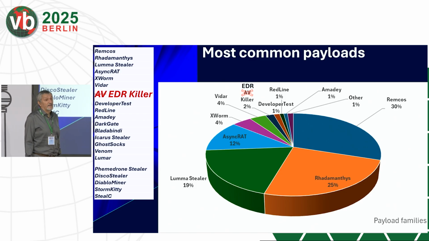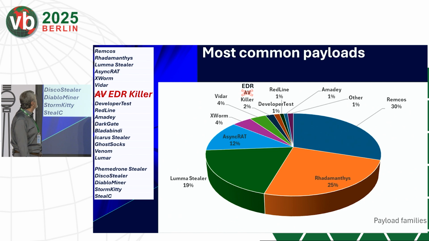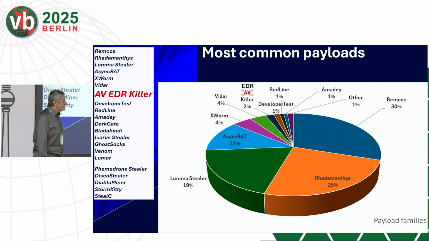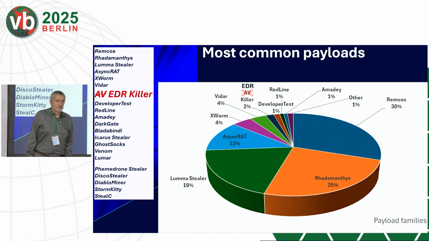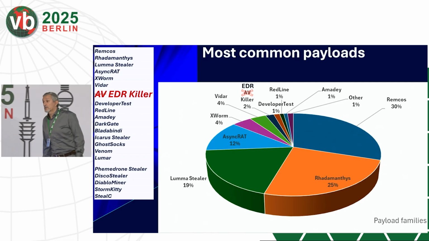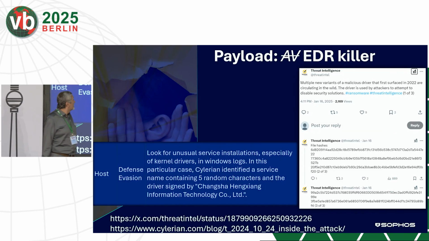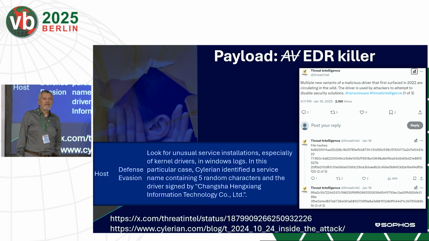And looking at the final payloads that they were distributing using HardCrypt-packed binaries, the most common were Remcos, Radamantis, LumaStealer, Asyncret, credential stealers, and remote access trojans, typically initial access malware. Also, one of the interesting parts was this EDRKiller software, and we are going to look into this EDRKiller software, which doesn't have a name. I didn't find any references to it.